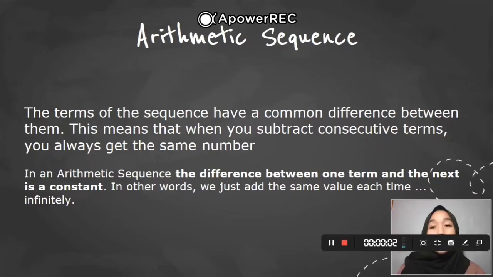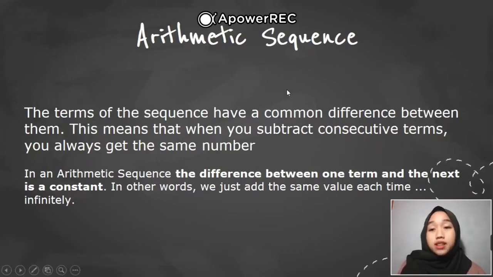Now, I will explain about arithmetic sequence. The terms of the sequence have a common difference between them. This means that when you subtract consecutive terms, you always get the same number. In an arithmetic sequence, the difference between one term and the next is a constant. In other words, we just add the same value each time, infinitely.